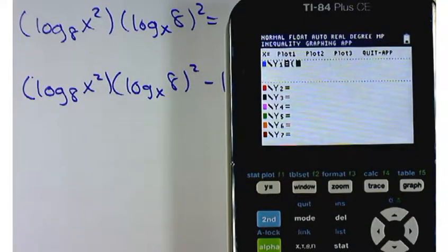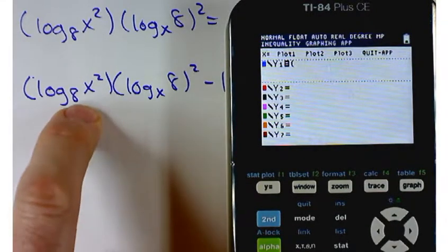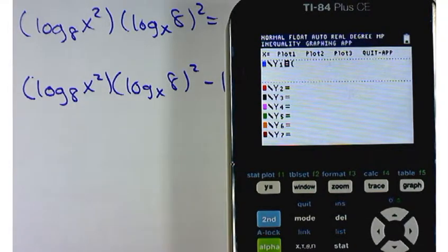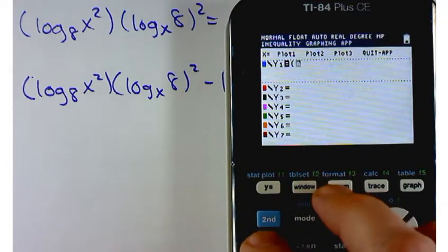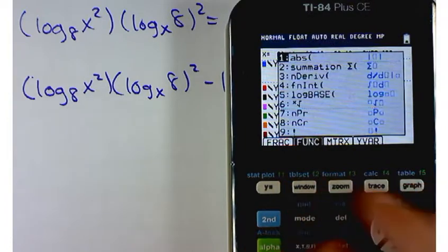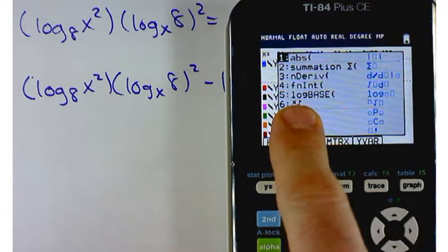Start with a left parenthesis, and I need to do log base 8. Well, your calculator can do this, and it'll actually type it in for you. You just got to know where to go. And there's a couple places. The one that I know the best is if you hit the alpha key and then I think the window key. Now, there's another way to get this.